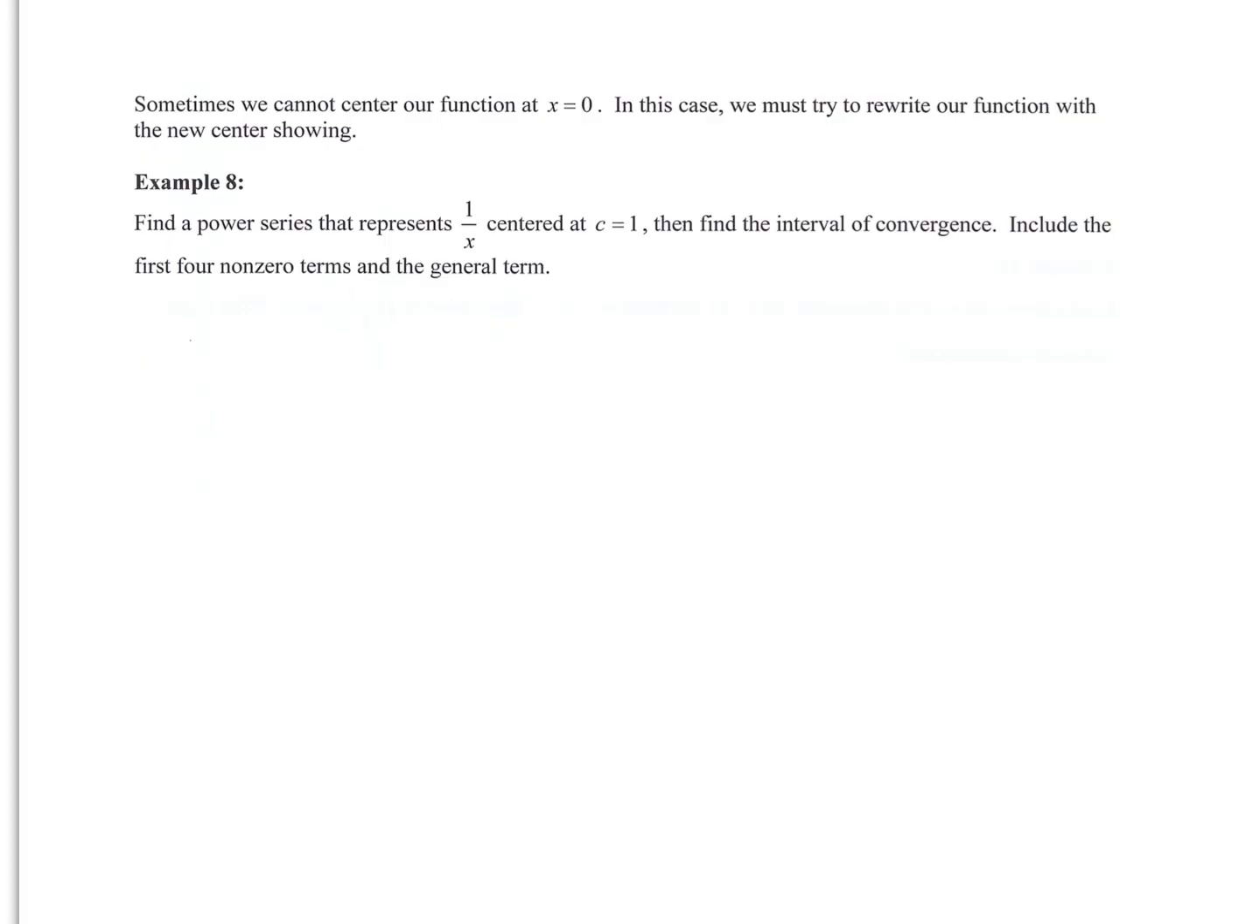Sometimes we cannot center our function at x equals 0. In this case, we must try to rewrite our function with the new center showing. Example 8. Find a power series that represents 1 over x centered at c equals 1. Then find the interval of convergence. Include the first 4 non-zero terms and the general term.